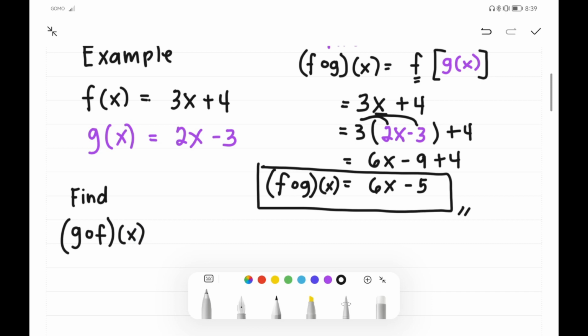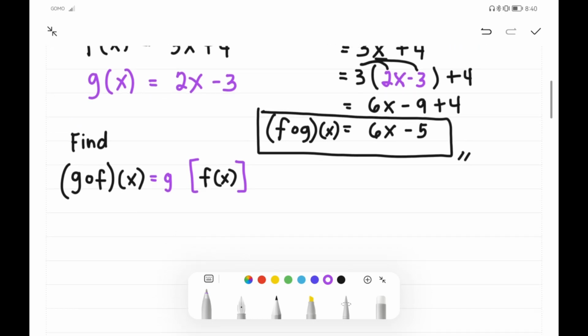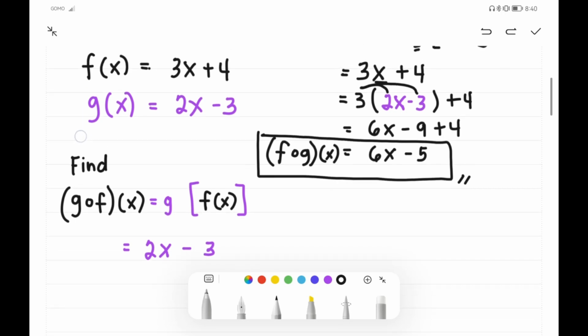Okay, so ibig sabihin po niyan, yung inside function natin is yung value ng ating f of x. Si f of x will serve as the domain of our g of x. Okay? G of x. So we have this notation. Ang gagawin natin, copy muna natin yung ating outside function, which is yung 2x minus 3. So we have here 2x minus 3. Then substitute natin dito yung ating inside function na f of x. Ang f of x natin is yung 3x plus 4.